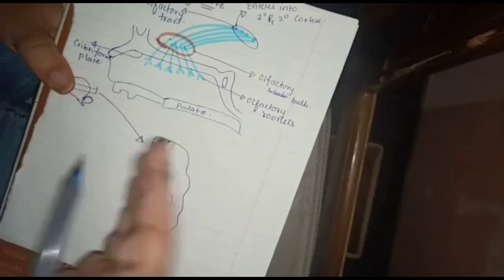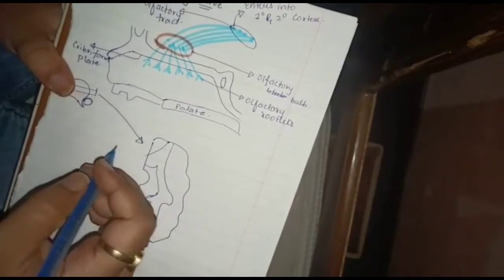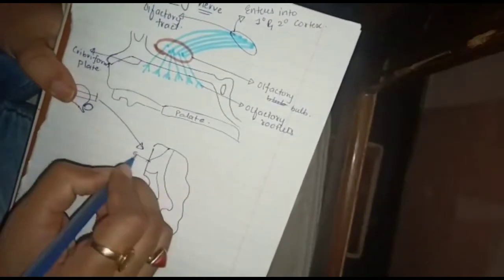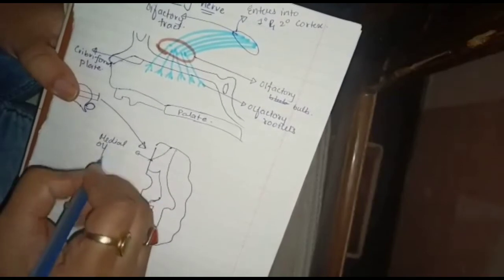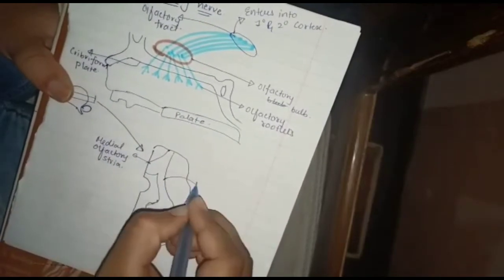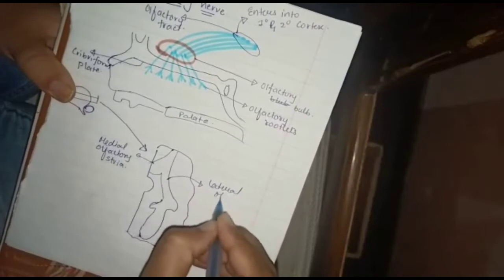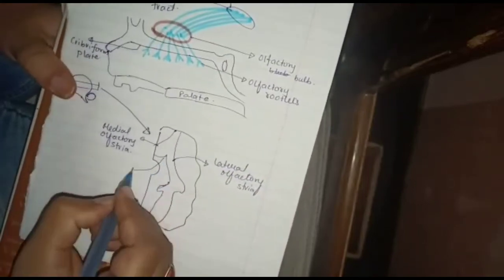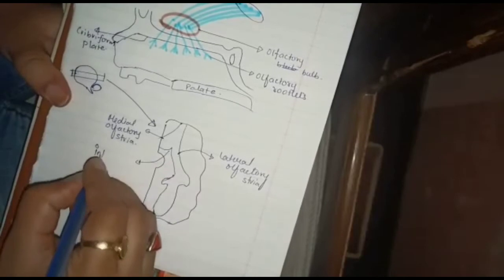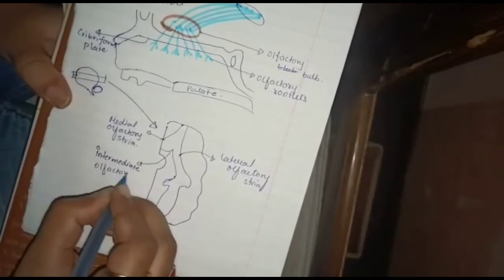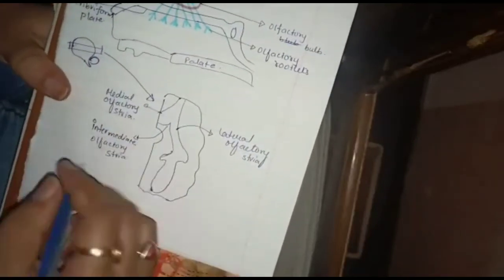Then in the brain there are two stria. Actually, in some books they say three stria, so I will tell you about the three stria. This one is known as the medial olfactory stria, this one is known as the lateral olfactory stria, and this is known as the intermediate olfactory stria.